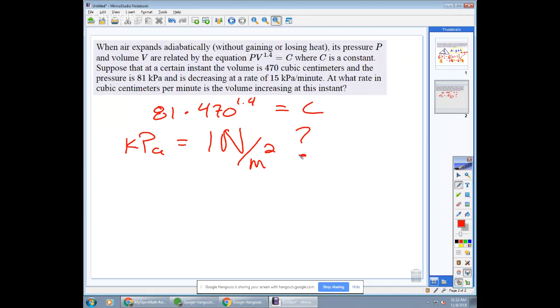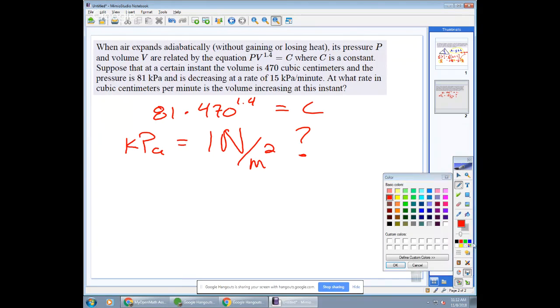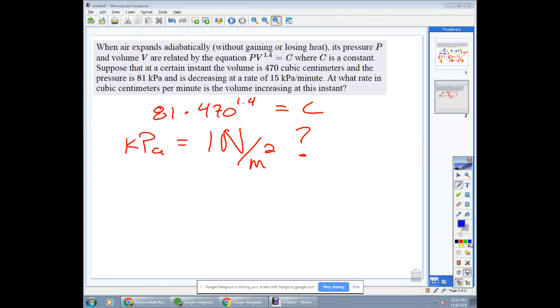So that's my constant. So then the equation I'm interested in would be P times V to the power 1.4 equals that number, 81 times 470 to the 1.4.